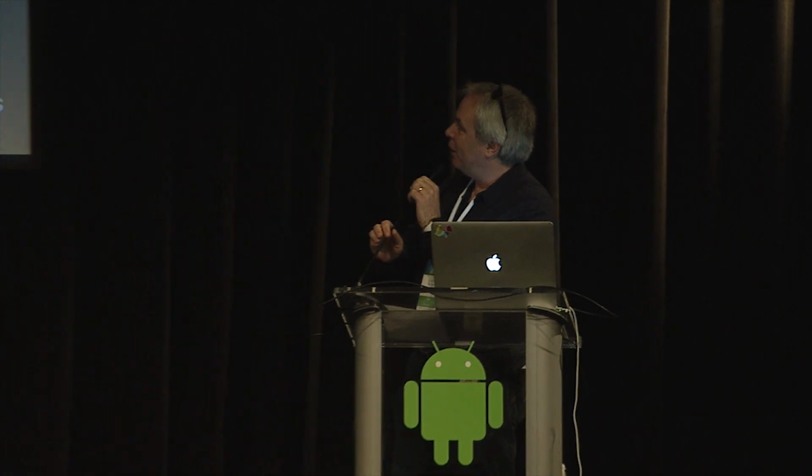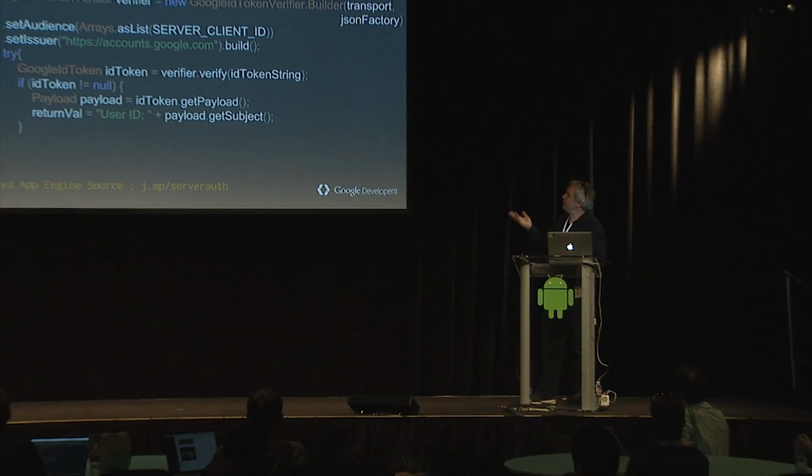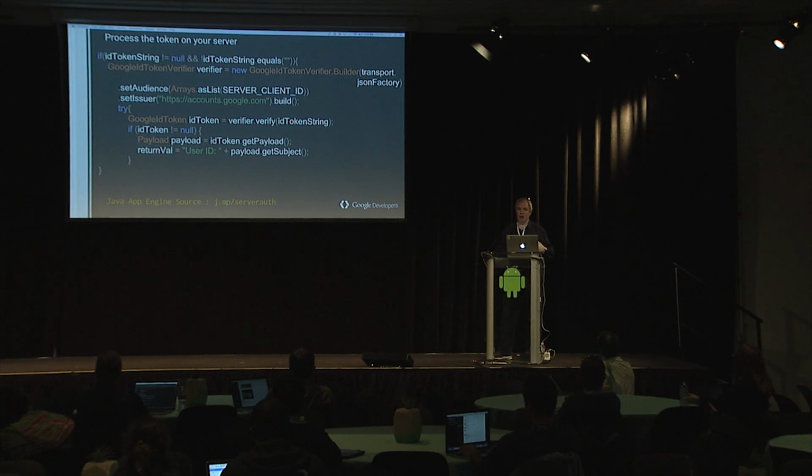Here's how you process the code on your server. Sorry, I need to turn around because I can't read it on my laptop. And so first of all, the ID token string is that token that's come from your Android client, has been posted to the server just as a string on an HTTP post, or hopefully an HTTPS post, a secure post, and you get your ID token.